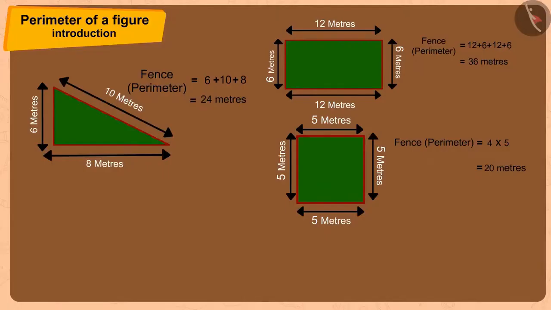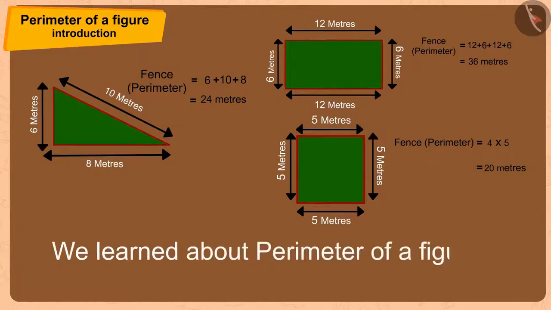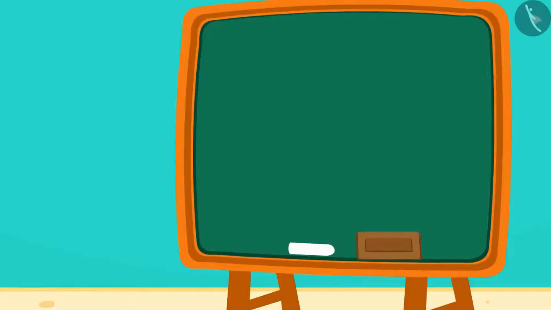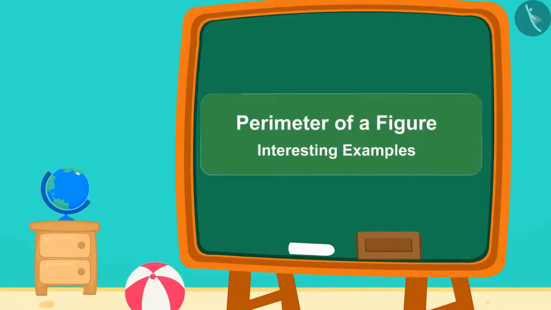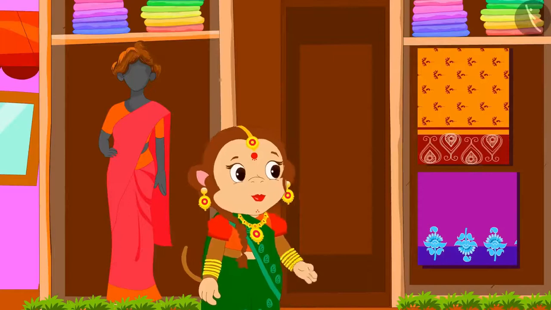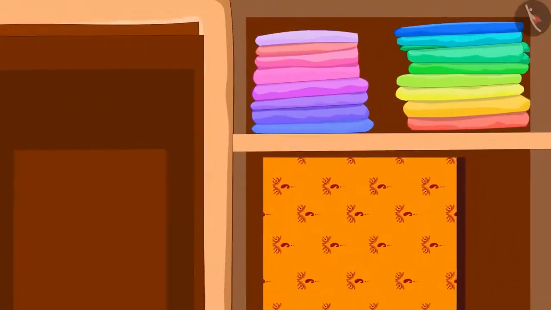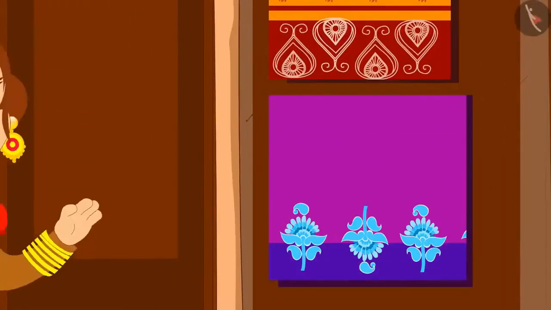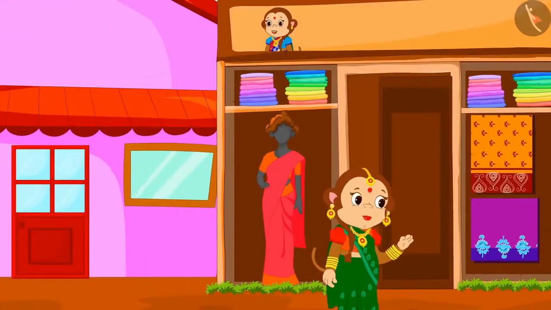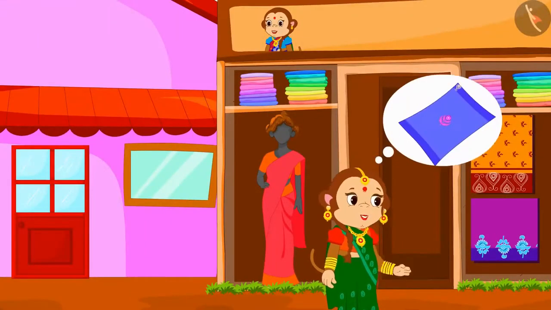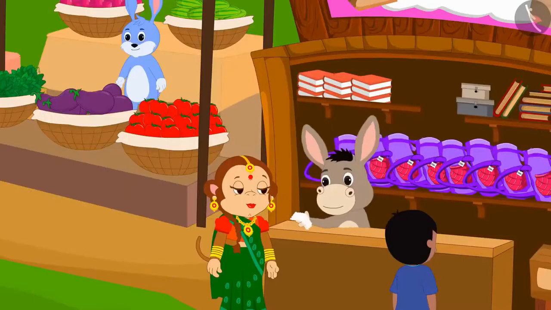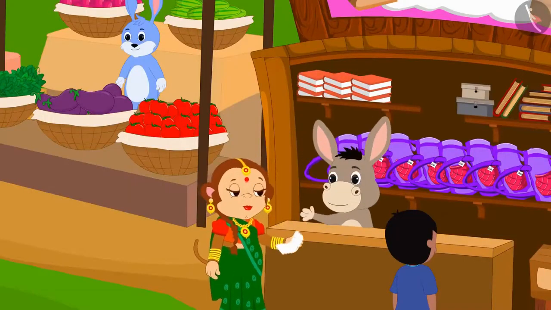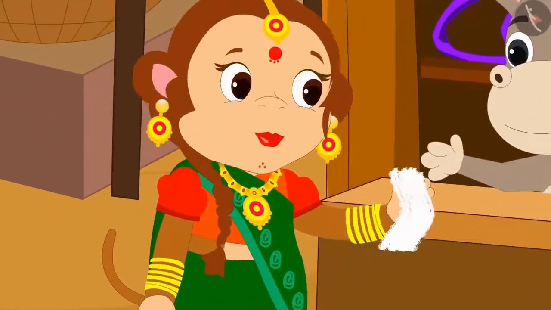Hello children! In the last video, we learned about the perimeter of a figure. In this video, we will learn more about it by some interesting examples. Bannu has started selling designer bedsheets along with saris. Bannu thought, "Why don't I put beautiful laces on the edges of these sheets?" So, she bought a 14 meters long lace from the market.